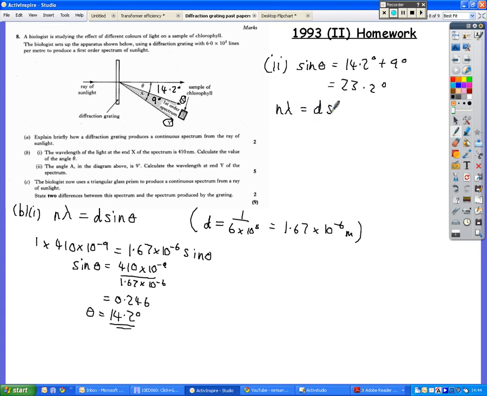You can then use the same equation as before. n lambda equals d sine theta, which is your equation for a diffraction grating with a maxima. So lambda is 1.67 times 10 to the negative 6 times sine 23.2, and n is still 1, even though it's a different colour. Lambda is 6.6 times 10 to the negative 7 meters, or in other words 660 nanometers.